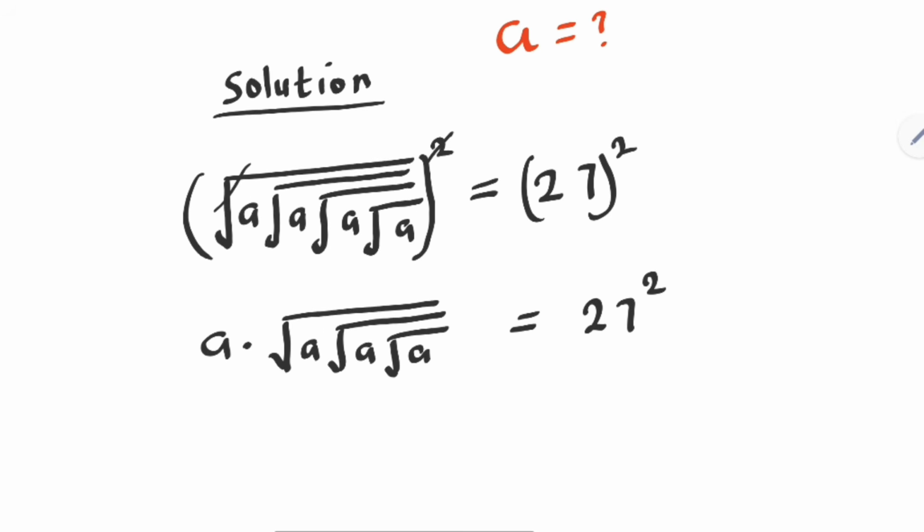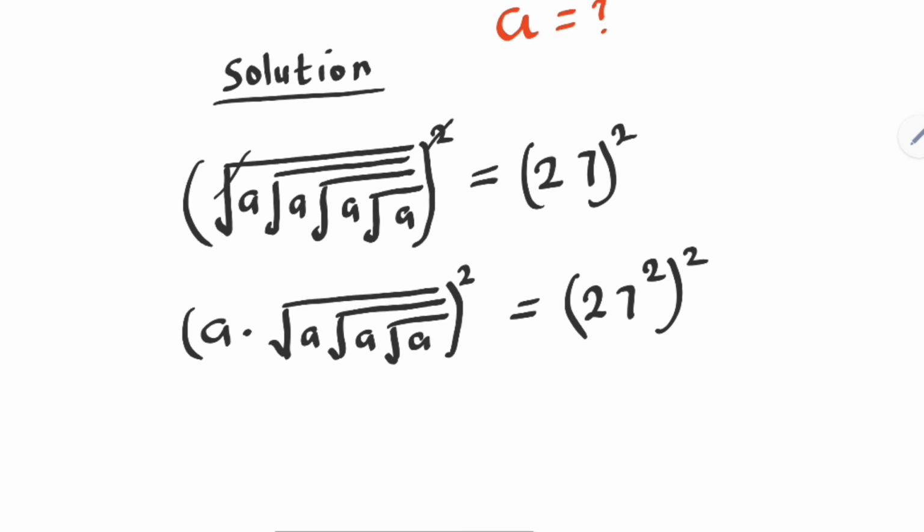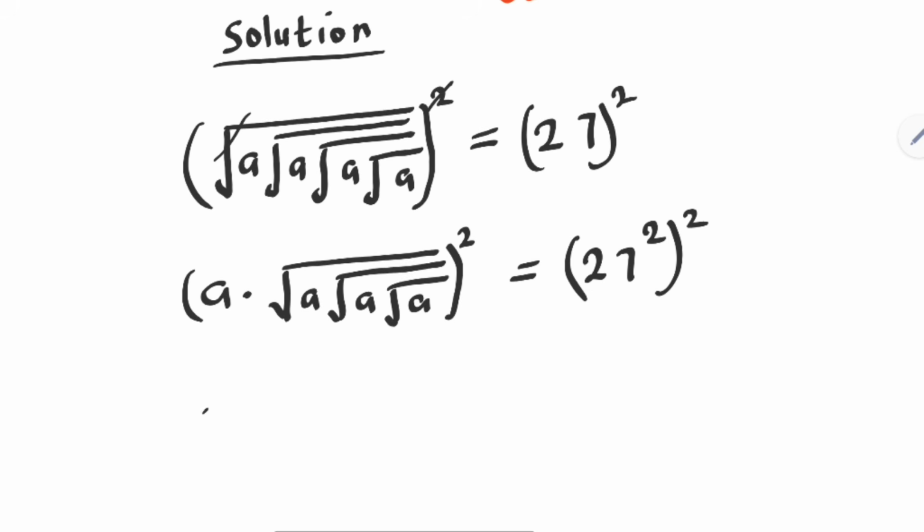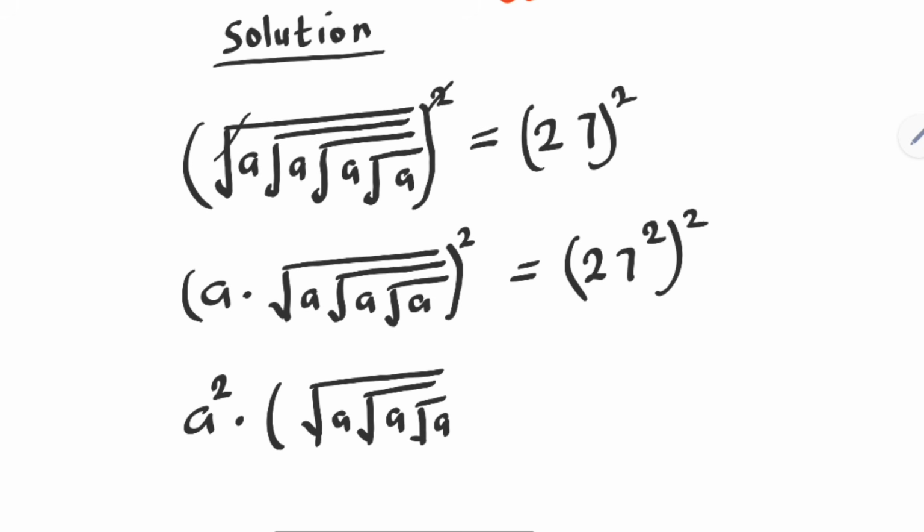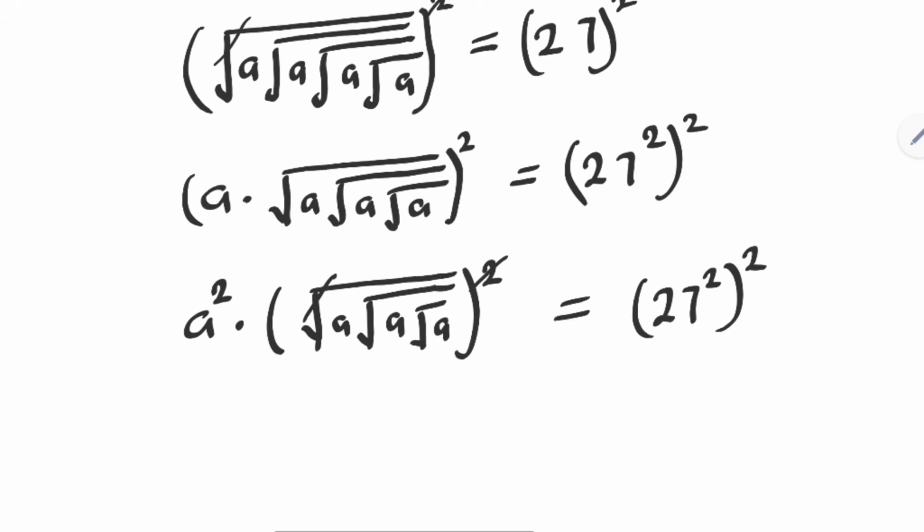Now let us square both sides of this equation again. So we square this side and we also square this side. So this is a squared multiplied by square root of a, square root of a, square root of a, all squared is equal to 27 squared all squared. This square cancels this square root.